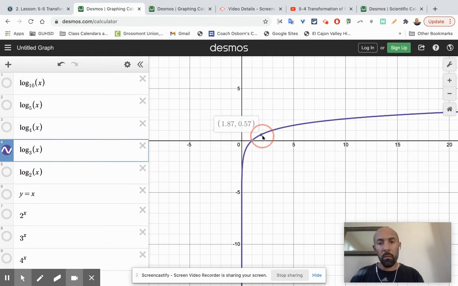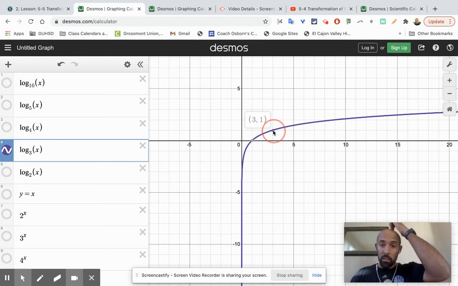The only difference now is that look as I drag along here. Remember the last one was log base 10, and it didn't get to 1 until I got over to x equals 10. But here, see if I can get it to drag in. Oh, there we go. It gets to 1 at 3, or once it gets to 3, y finally equals 1. So it reaches that 1 a little bit sooner.